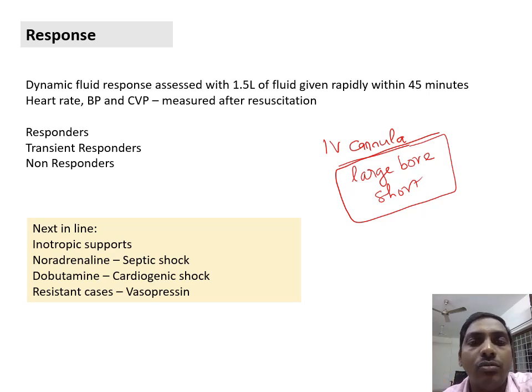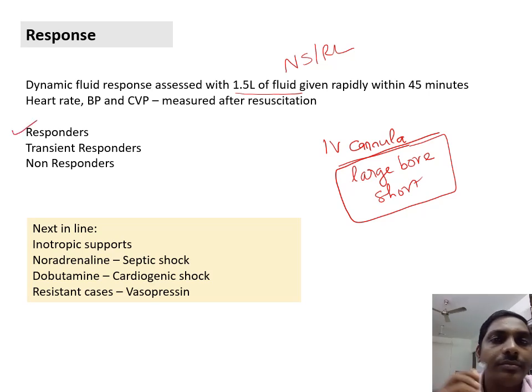Initially you give 1.5 liters of fluid. What fluid? NS or RL, rapidly within 45 minutes. During the infusion, you should assess the parameters, that is pulse rate, blood pressure, and central venous pressure, whether they are going back to normal, whether the tachycardia is coming down, whether the blood pressure is being maintained or improving. CVP rises in hypovolemic shock.